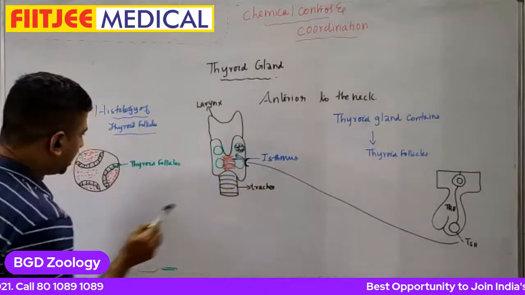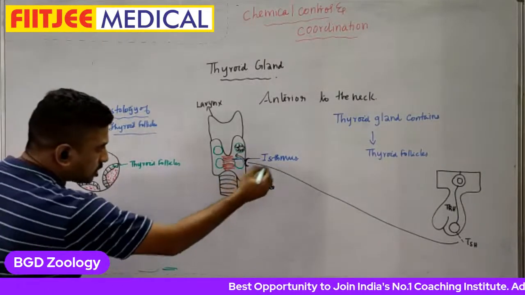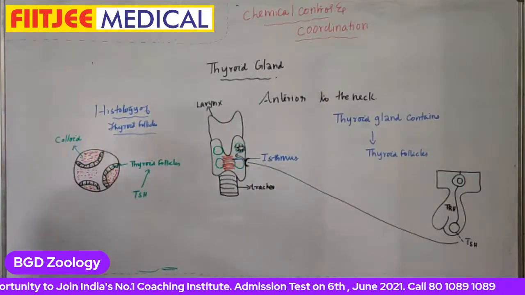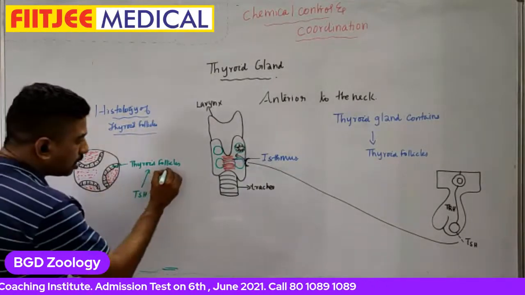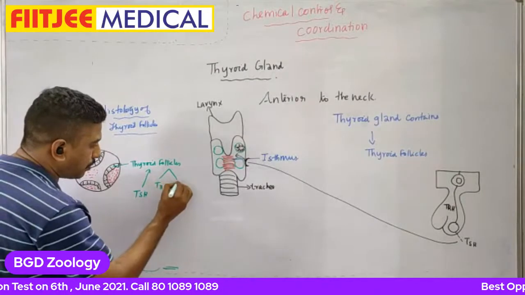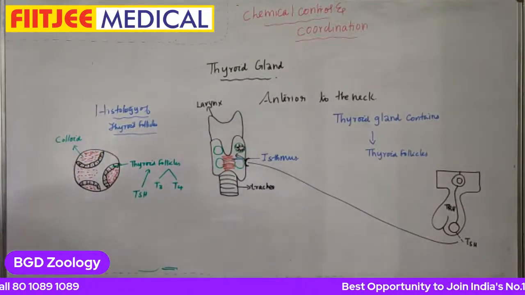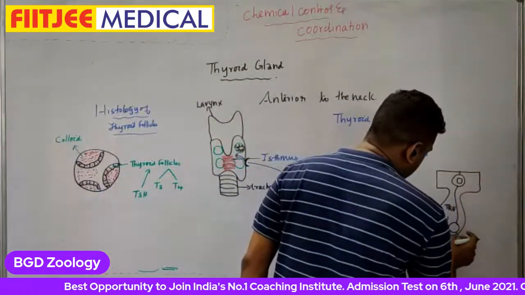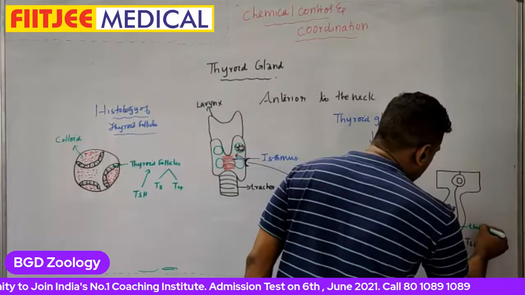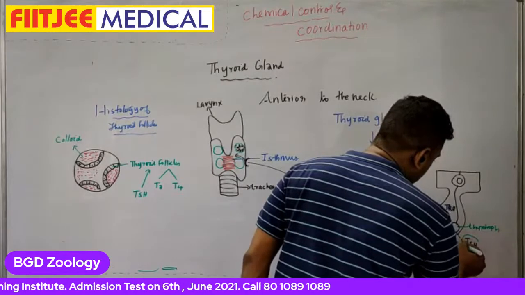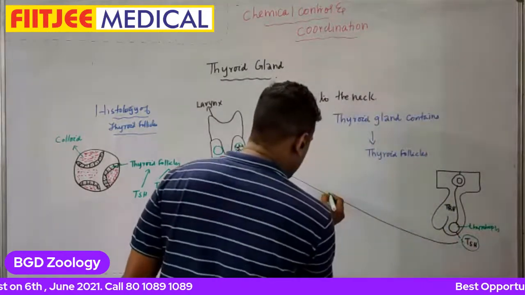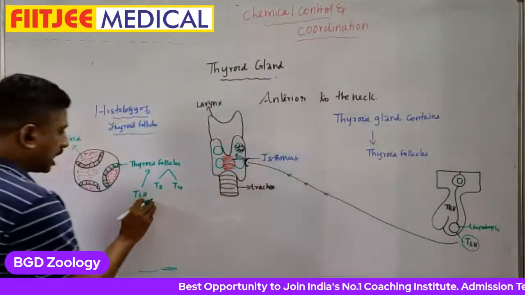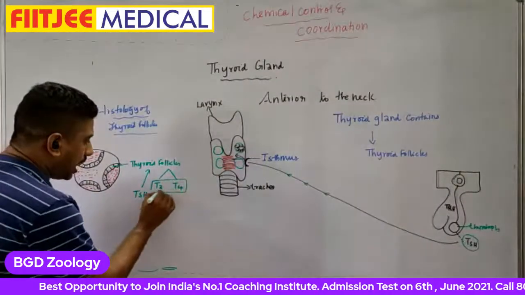So this TSH will stimulate the thyroid follicles to produce the thyroid hormones, that is T3 and T4. So listen, everybody listen. The TRH is coming from the hypothalamus. It will stimulate the thyrotrophs here. Thyrotrophs will stimulate the secretion of TSH, thyroid stimulating hormone, that stimulates the thyroid follicles. Thyroid follicles will start to produce T3 and T4.